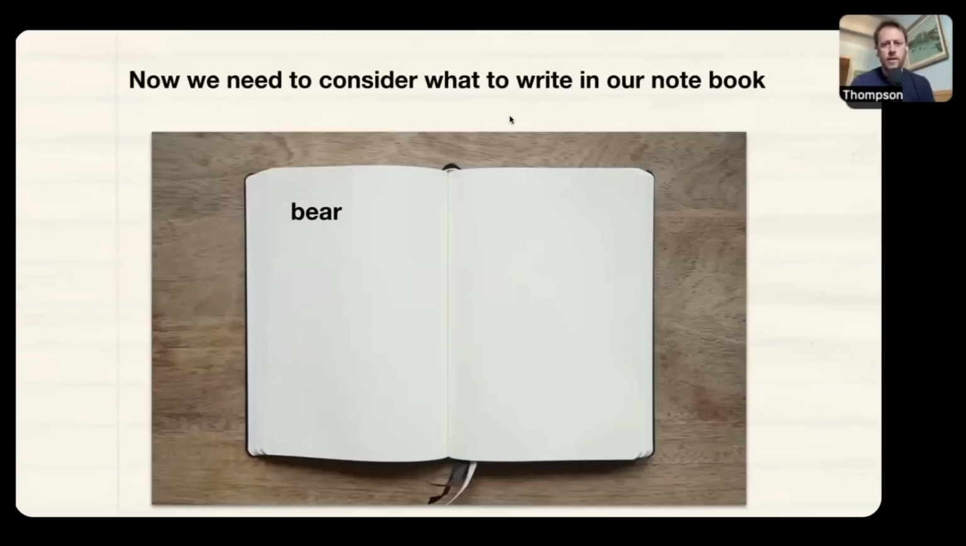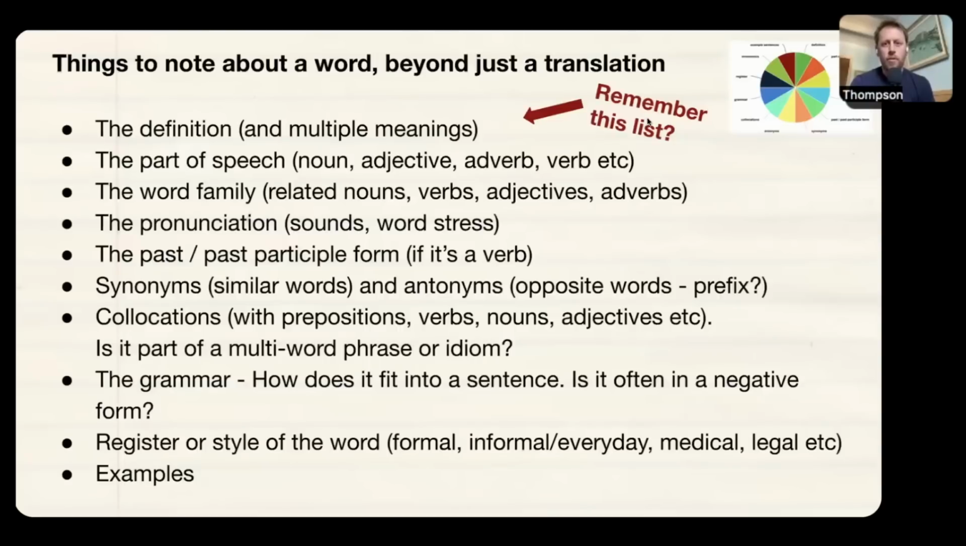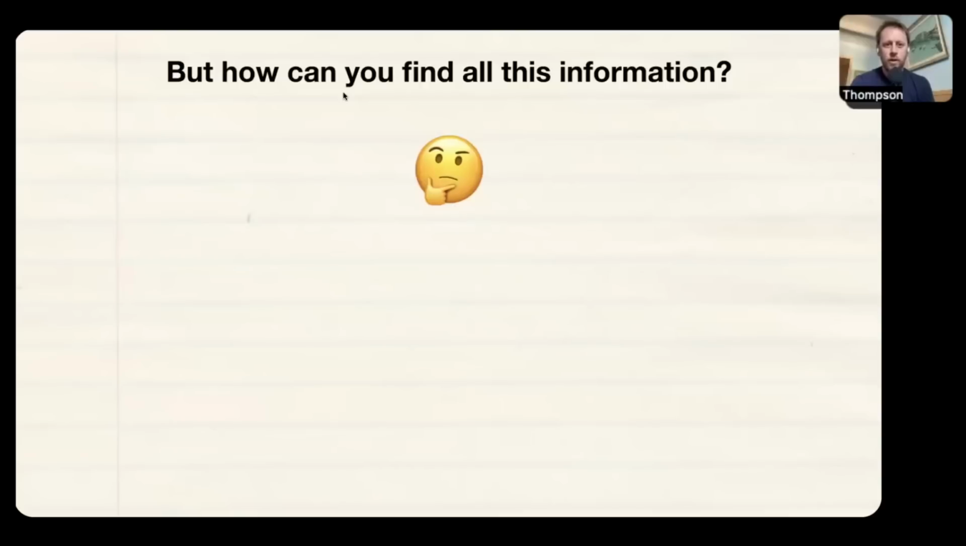So now we need to consider what to write in our notebook. Here we go. So remember this list. This is the list I showed you before, all the stuff around this pie chart. This is all the stuff you can write in your notebook, right? Now, how do you find out all of this stuff? That can be tricky, right? How do you find all this information?